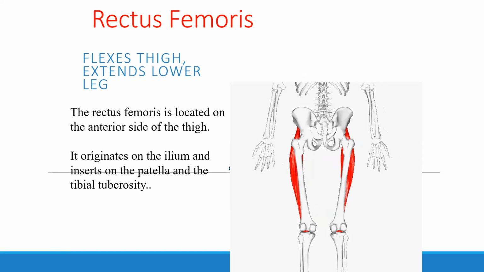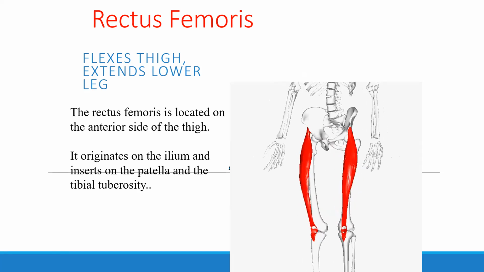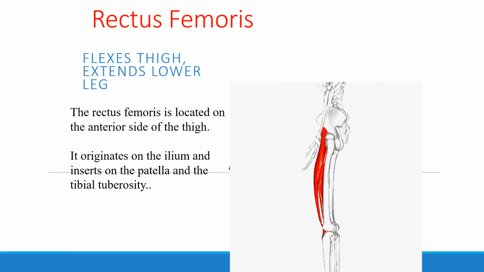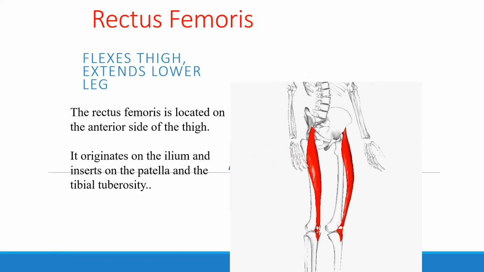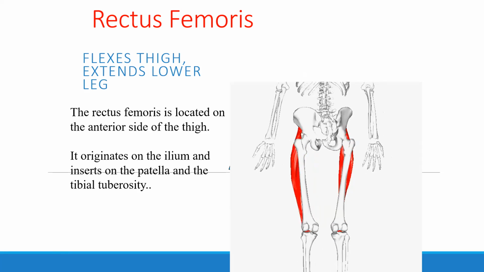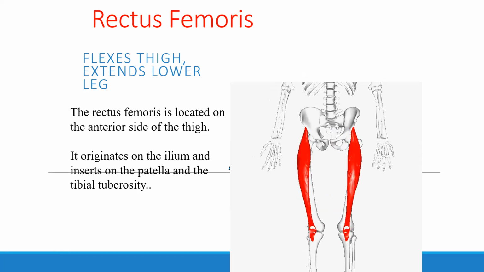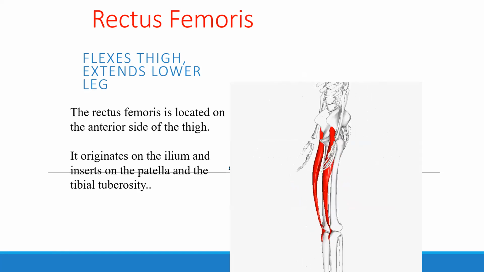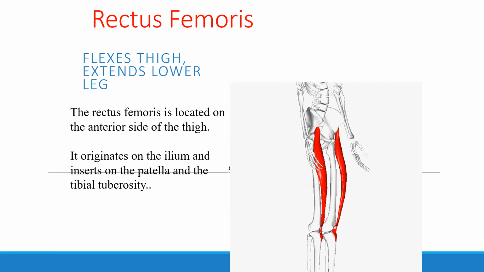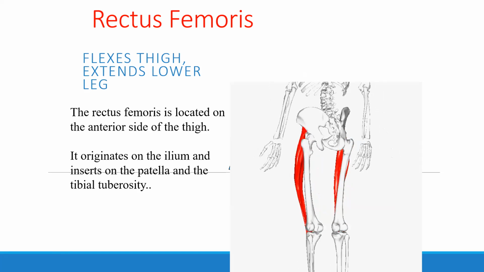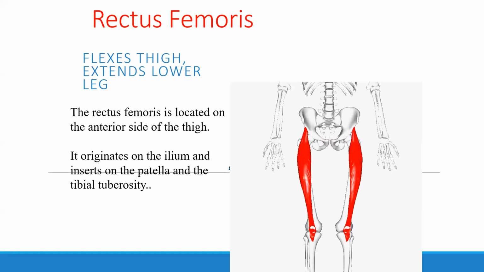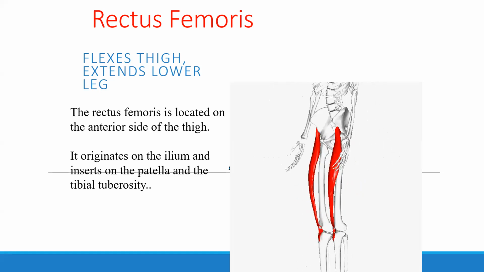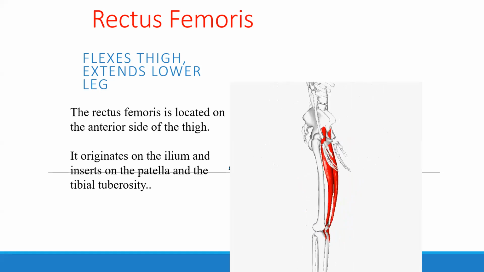What the quadricep muscles do is flex the thigh and extend the lower leg. Now remember that when we flex the arm at the elbow, we narrow the angle. Flexing is bringing your fist to your shoulder. That's flexing the arm at the elbow. Extending is straightening out the arm. So the quadricep muscles flex the thigh and extend the lower leg.